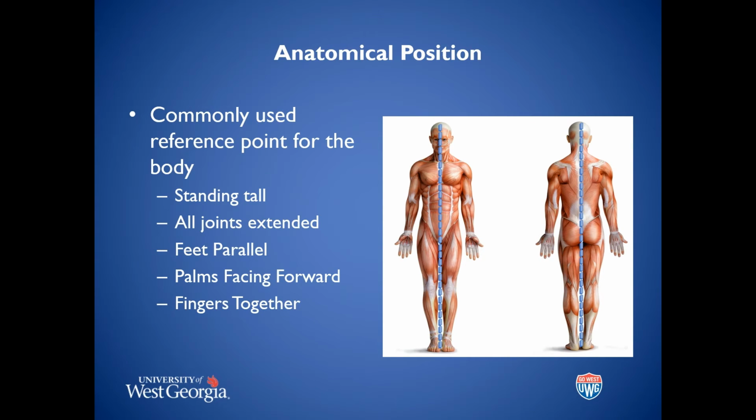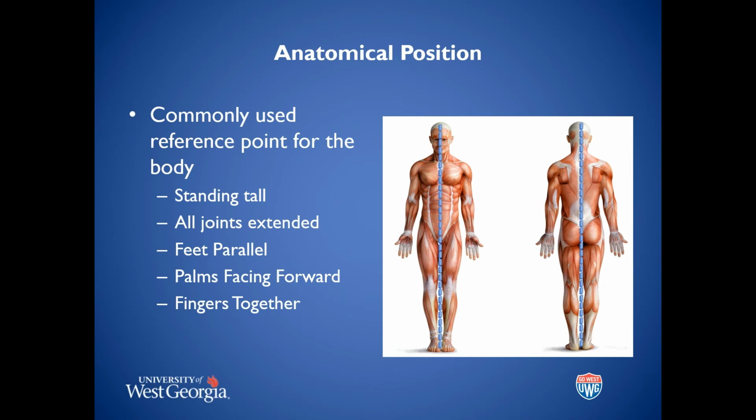So the way anatomical position works is you can see the picture, that is anatomical position. Standing tall, all joints fully extended, feet are parallel to each other and pointing straight ahead, where the eyes are looking. Palms are always facing forward, so the thumbs are on the outside of the body and your fingers are together. And so this is anatomical position.